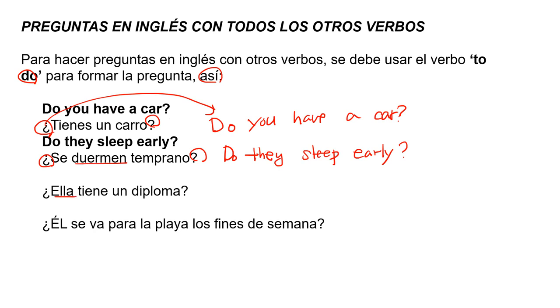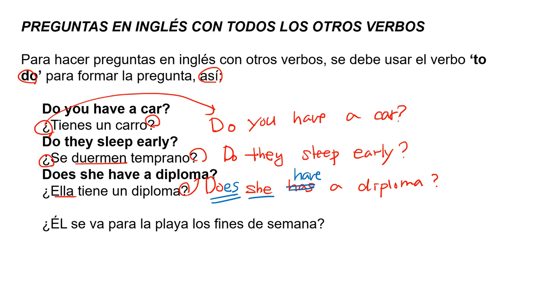Ella tiene un diploma. Ella, she has. She has a diploma. But this is a question. And then here, do. But, pero, ella is third person singular. So this becomes does. Does she? And has becomes have. Does she have a diploma?